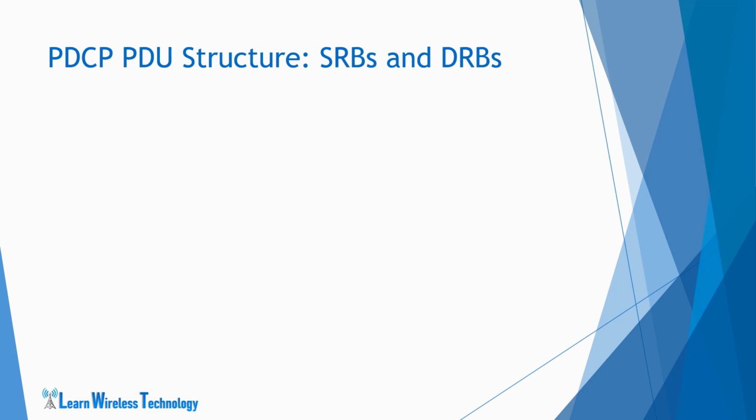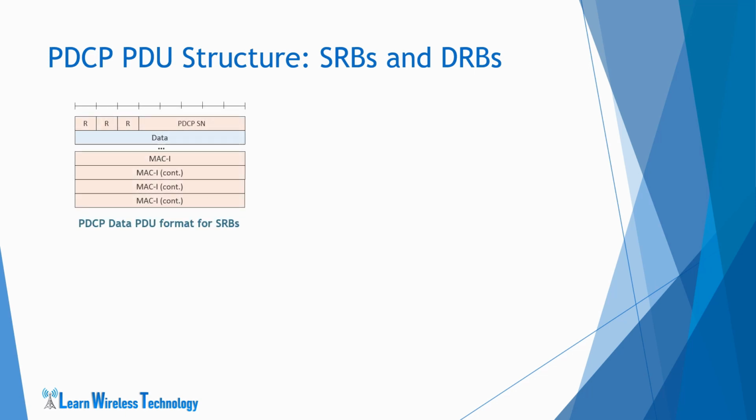Now let's take a look at different PDU structures in PDCP layer. We will first see the PDCP structures for SRBs and DRBs. This is the PDCP data PDU structure that carries data for control plane signaling radio bearers. Signaling radio bearers, as we know, are used to carry signaling messages from RRC and NAS layer. The messages are carried on SRB1 and SRB2.